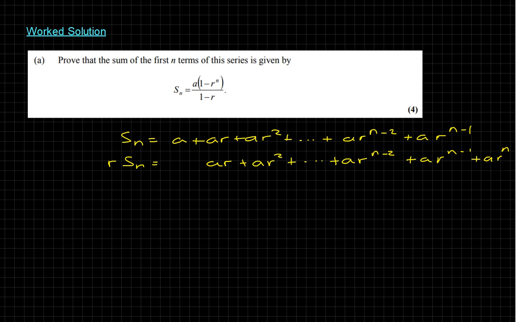Then we're going to do the top expression, expression 1, minus the bottom expression, expression 2. So what does that give me? It gives me Sn, the sum to n terms, minus r times Sn equals, and in this case that AR and that AR will cancel, these two cancel, all the stuff in the dots cancels, and the only thing I'm left with is A minus AR to the n.